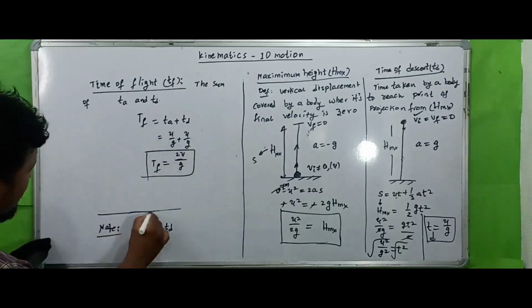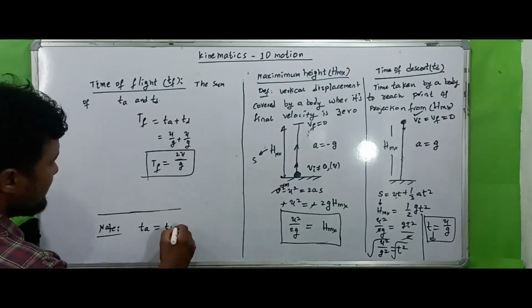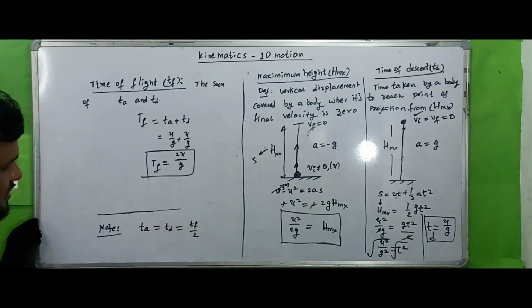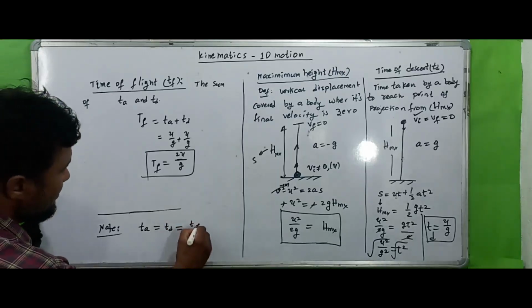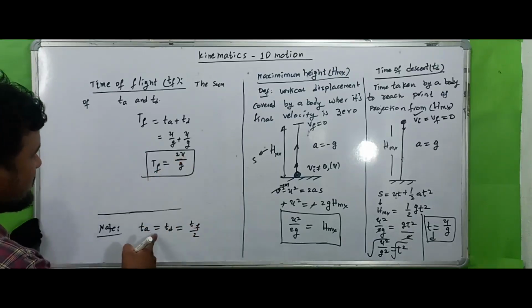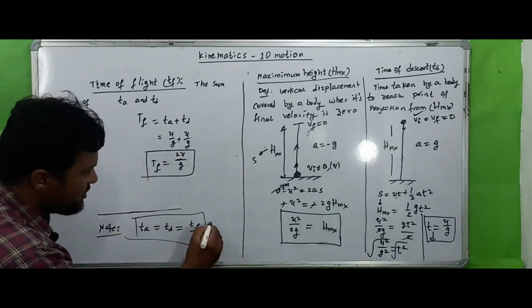Now from the note, t suffix a is equal to t suffix d, which can also be written as tf by 2. Why? Because since time of flight is equal to 2u by g, the 2 and 2 get cancelled, and again you will get time of ascent or time of descent. Very important to understand.